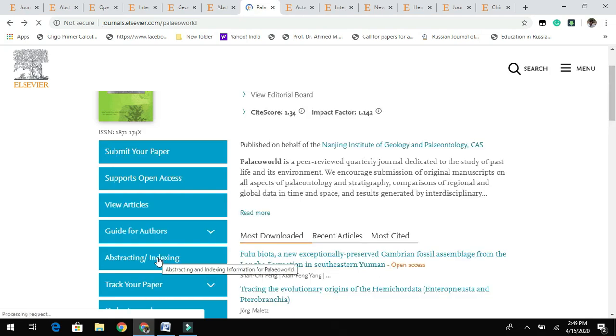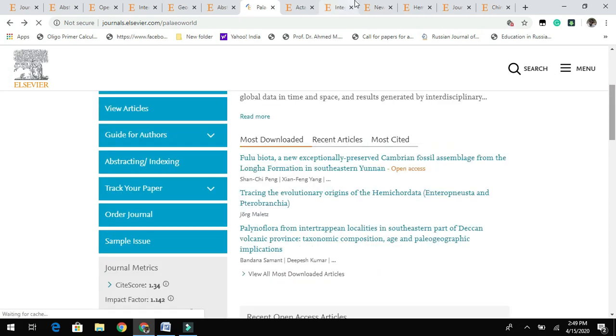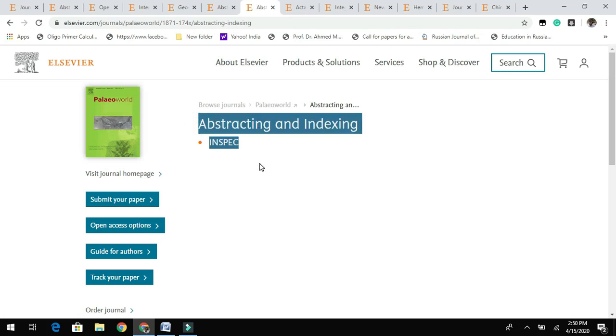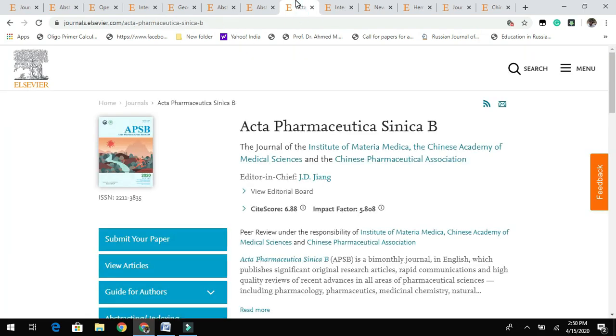Here you can see the indexing pattern. Here you can see the most downloaded research papers, and most cited research papers can also be seen. So this journal is yet to have its indexing in SCI or Scopus, but it has an impact factor of 1.1, which is very good. If you are looking for an impact factor within this range, then this is a best-suited journal for you.